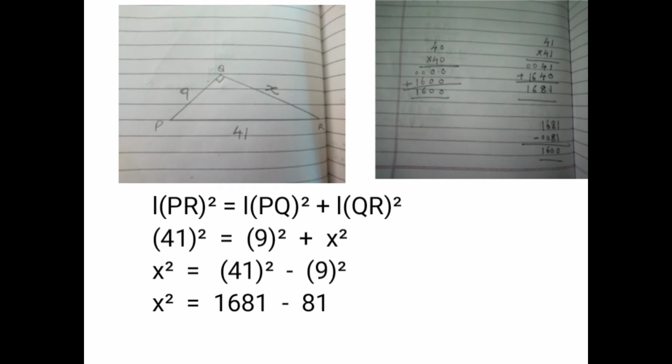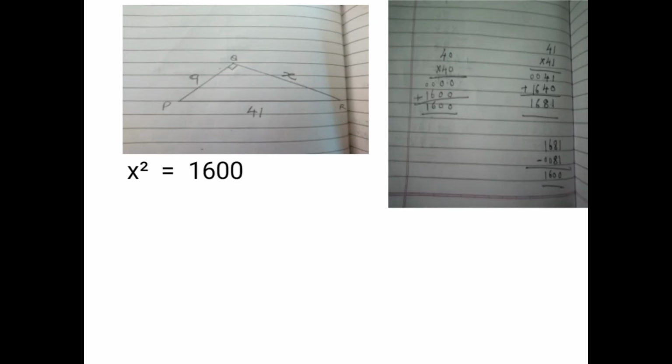X square is equal to 41 into 41. I have multiplied here. Square of 41 is 1681, minus 9 square. 9 9s are 81. 1681 minus 81, subtract it now. I have subtracted also. The answer is 1600. So x square is equal to 1600.